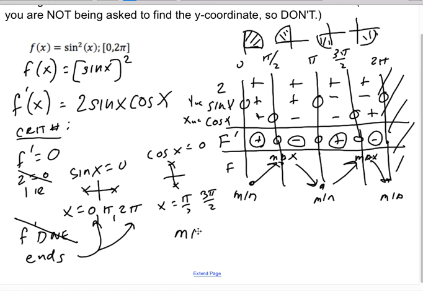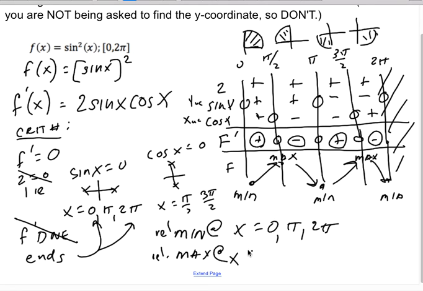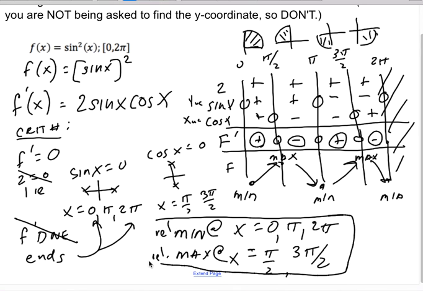So there are min values at x equals 0, pi, and 2 pi. There are max values, right, at x equals pi over 2 and 3 pi over 2. And I don't know if they're absolute or relative because I don't care, because that's not what I was asked, right? And that's really hard sometimes, but that's where we're at.